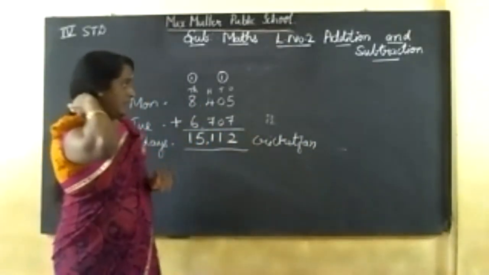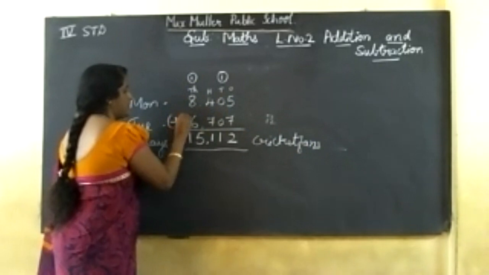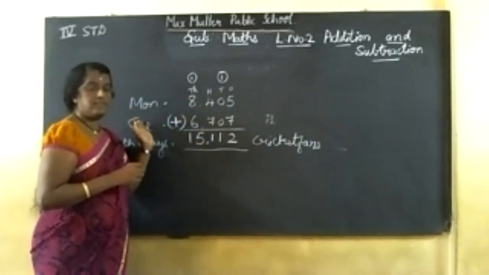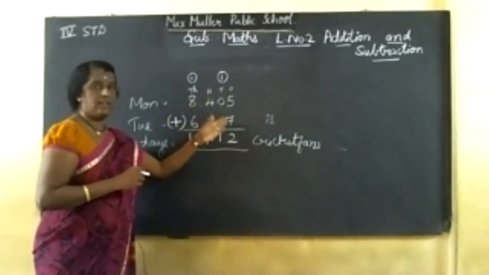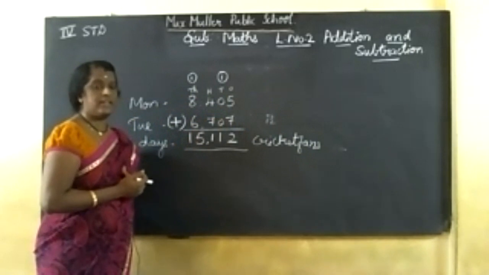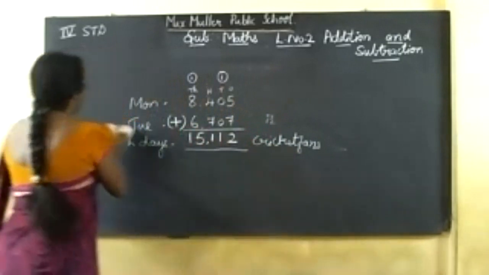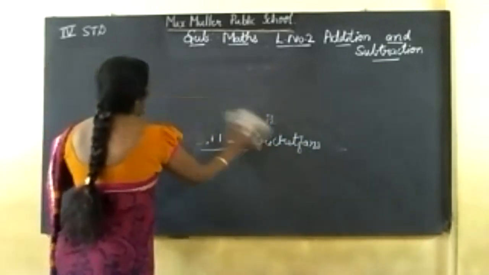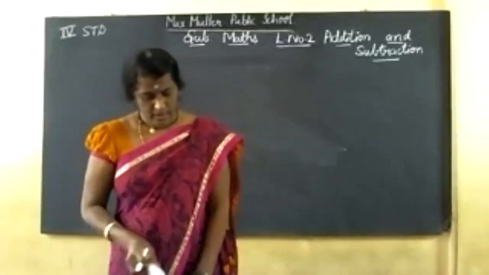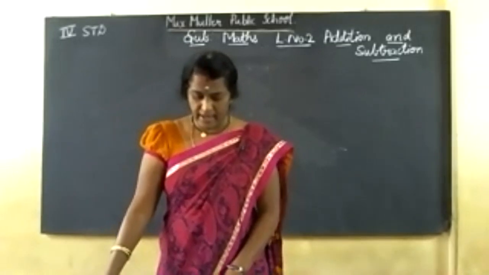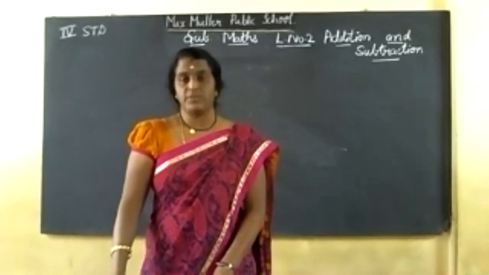Okay, children. Like this only. This is the addition symbol. Here they ask the question: Monday 8,405, Tuesday 6,707. So on both the days, how many cricket fans? Both the days means we should add it. So in all there are 15,112 cricket fans who visited the stadium to see the match.